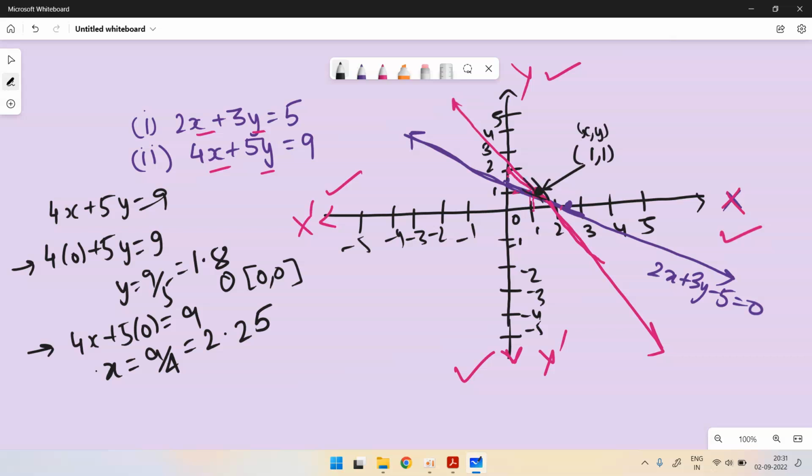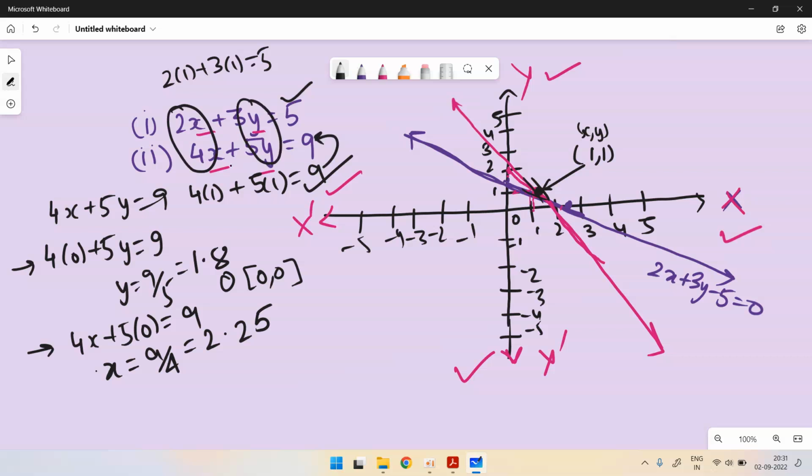Now if you put the values 1 and 1 here, this will satisfy it: 2 into 1 plus 3 into 1 is nothing but 5. And from here, if you substitute 1, it is 4 plus 5, which is 9. So this is also satisfied. For this pair of equations, only this point will satisfy. This equation is 4x plus 5y minus 9 equal to 0. So for line 1 and line 2, this pair of two linear equations in two variables, the solution will be (1, 1). That is, x is 1 and y is 1.